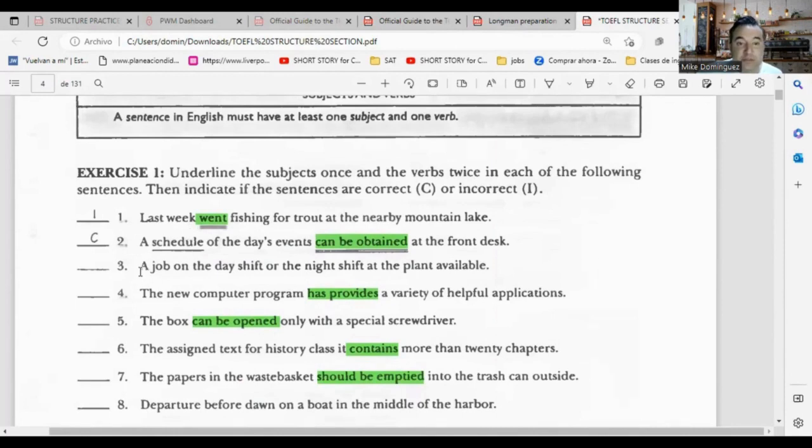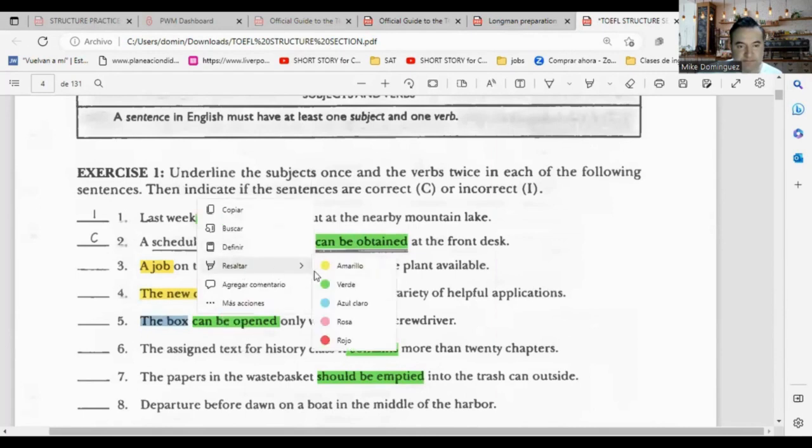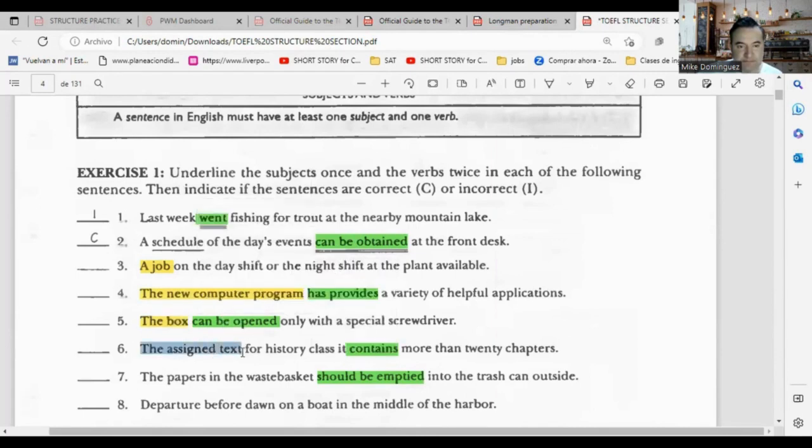In number 3, because number 2 is already done. These 2 are examples. A job. Subject. The new computer program. The assigned text for history. The papers. All the way until class. The assigned text for the papers and the wastebasket, all of these.